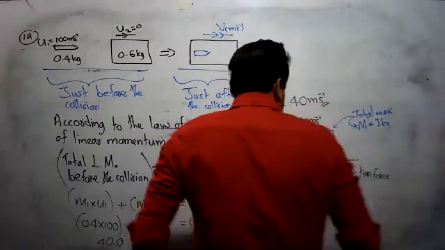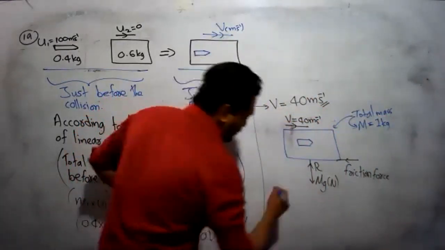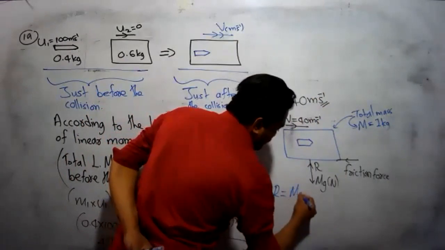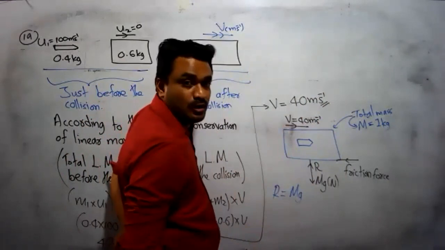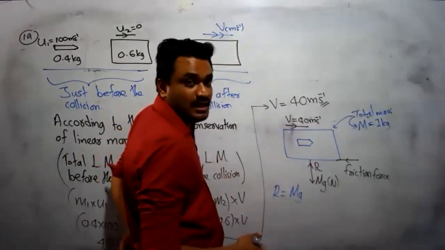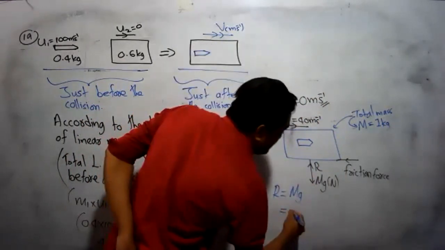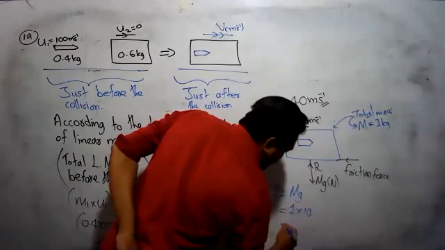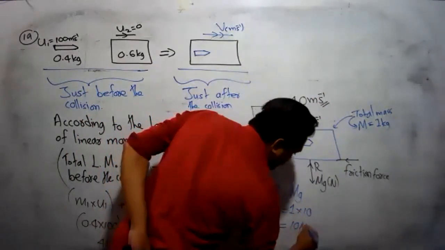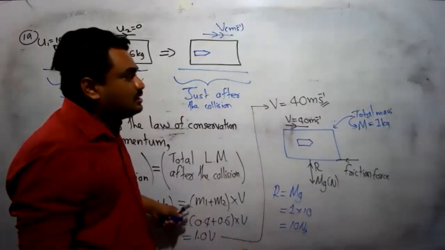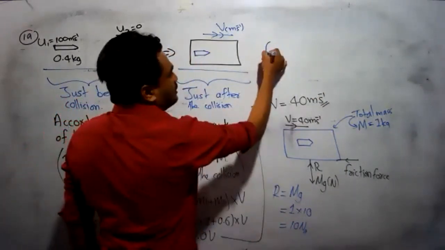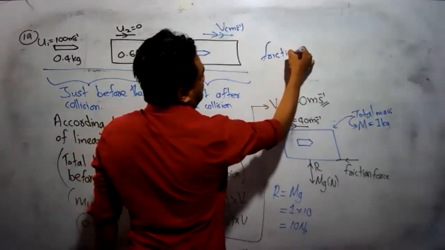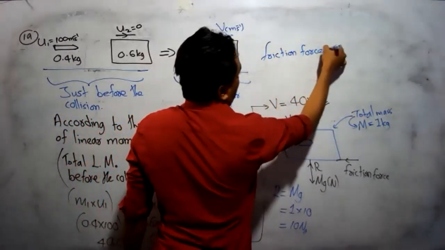So let's find R. We know that R is equal to mg because the object is not moving up, it's not moving down. Therefore, the upward force should be equal to the downward force. Then R and mg will be equal. Capital M is 1, g is 10. Therefore, R is 10 Newton. So we have found the normal reaction force. So how do you find the friction force? If the normal reaction force is R, what is the friction force, dear?